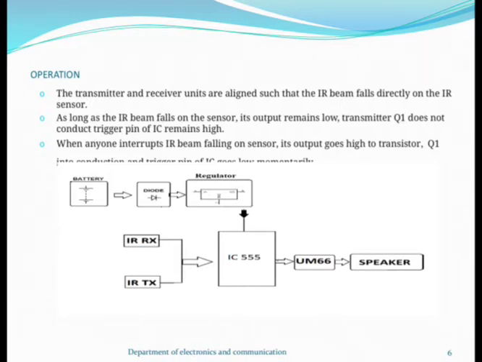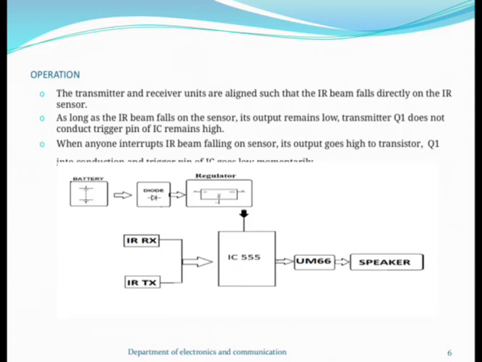Operation of an electronic watchdog. The transmitter and the receiver units are aligned such that the IR beam falls directly on the IR sensor. As we have discussed earlier, the transmitter unit and receiver unit have to be mounted face to face on the opposite pillars such that the infrared beam could fall directly on the IR sensor from the IR transmitter.